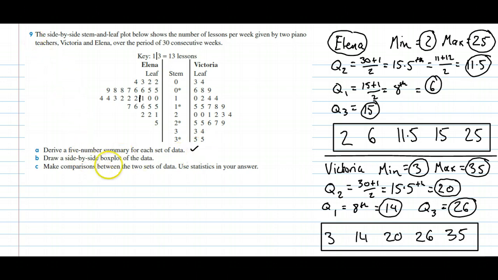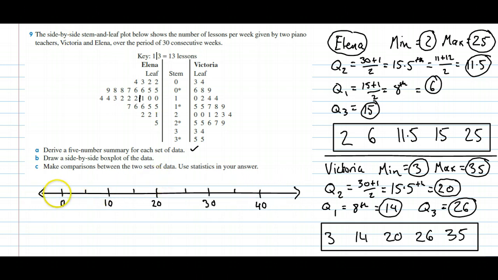Next we had to draw a side-by-side box plot of the data. In order to draw the side-by-side box plot, we first need a scale, and this scale has to go from 0 up to 40. It has to go from 0 to 40 because that's the range of the scores. They start very close to 0, just above 0, and for Victoria they go all the way up to 35, or just under 40. So our scale needs to cover that distance.